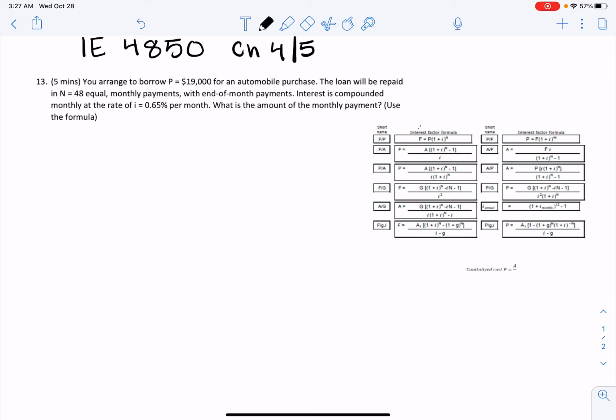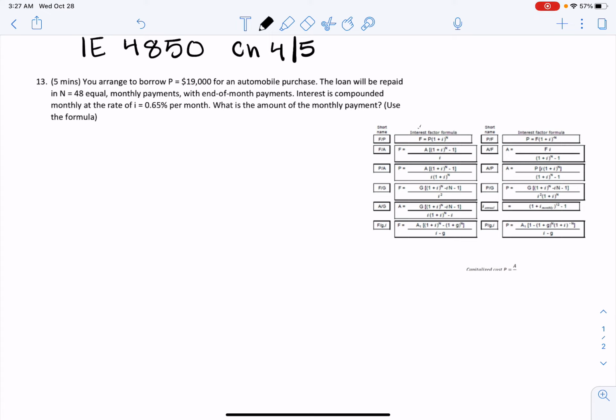But first, I'm going to be reading the problem and identifying what's given and what is not given. So, number 13. It says, you arrange to borrow P equal to $19,000 for an automobile purchase. The loan will be repaid in N equals 48 equal monthly payments with end-of-month payments. Interest is compounded monthly at the rate of i equals 0.65% per month. What is the amount of the monthly payment? Use the formula.